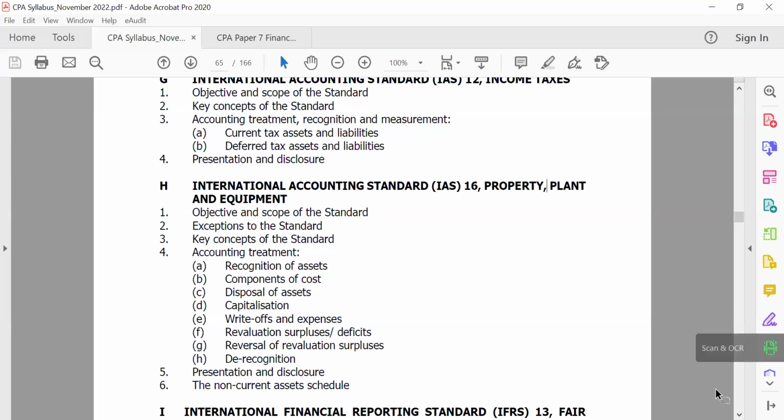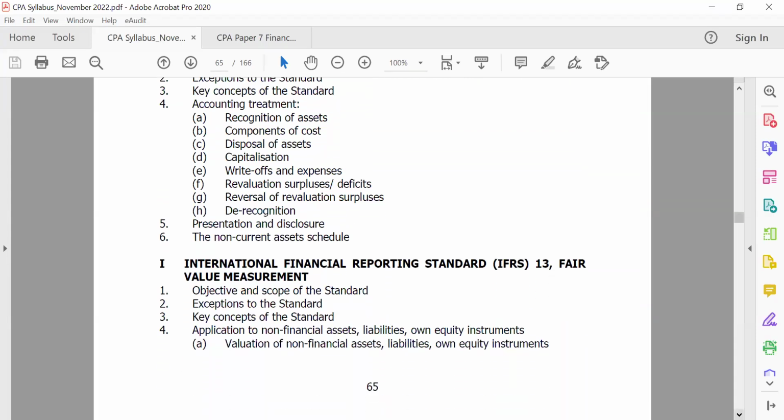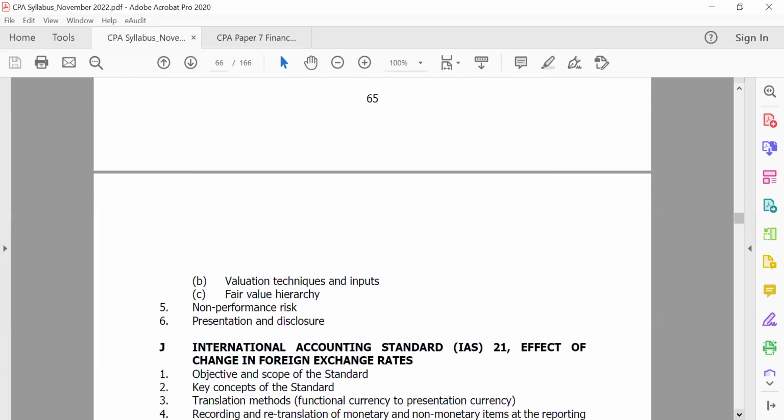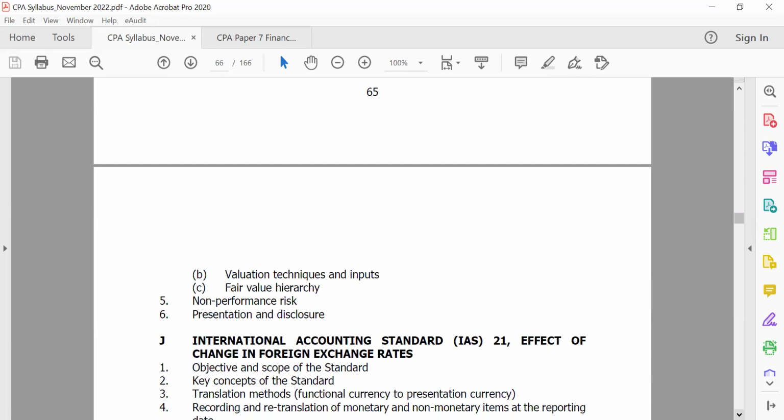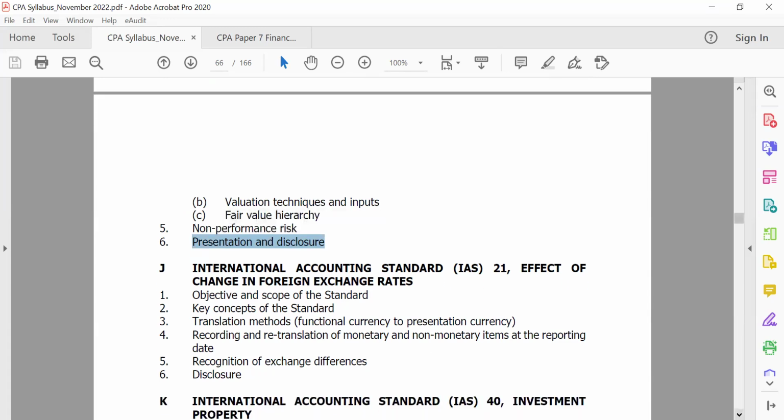And then we have the International Financial Reporting Standard IFRS 13, which is about fair value measurement. How do we measure each of these non-financial assets, liabilities, and equity instruments? And then we'll be able to look at aspects like non-performance risk and presentation and disclosure. Like every standard, it also has this aspect of presentation and disclosure. So it is quite important that you appreciate that.